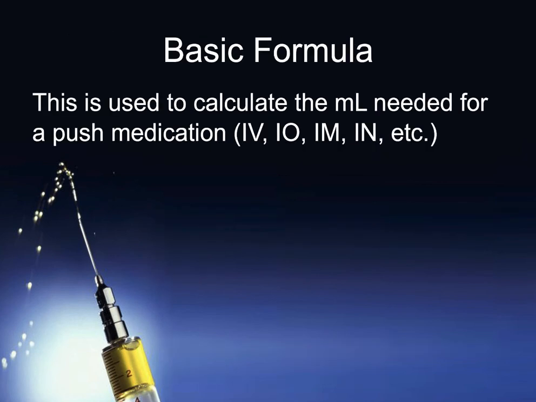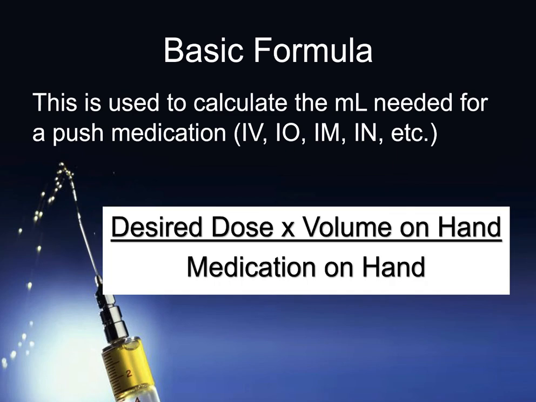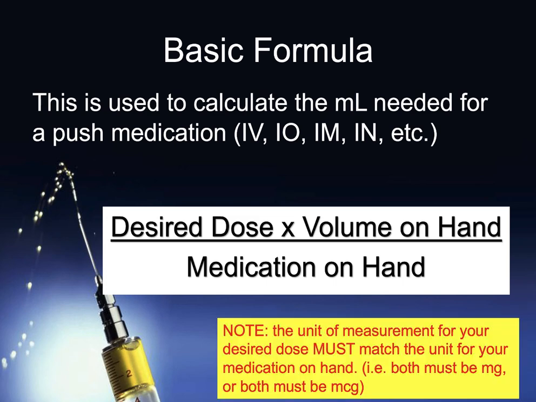So there's a couple of different ways you can do this. There are different formulas, and I'll give you one basic formula and then a simplified version of it that we use to calculate how many milliliters you need to give. If you take the desired dose, you multiply it by the volume you have on hand, you divide that by the medication on hand, it's going to give you the number of milliliters that you need to administer.